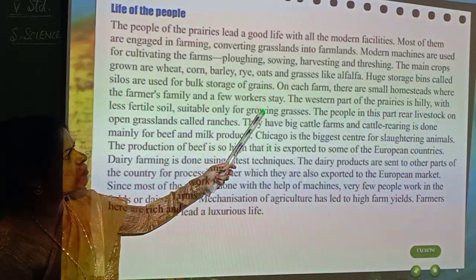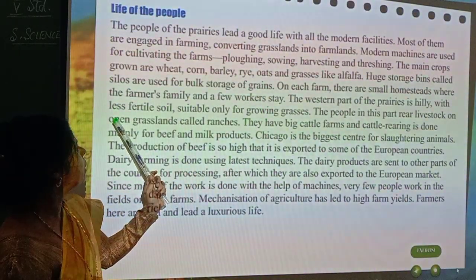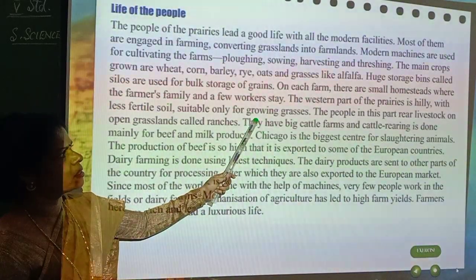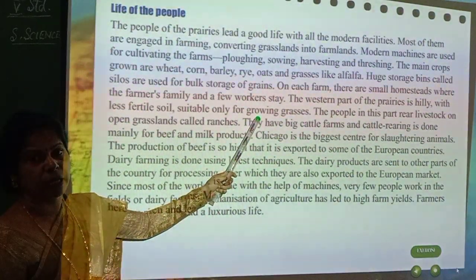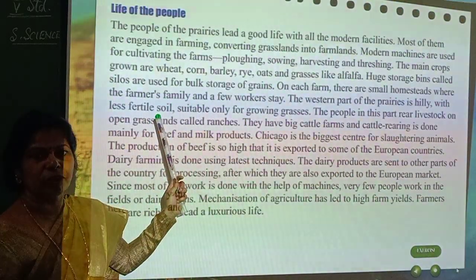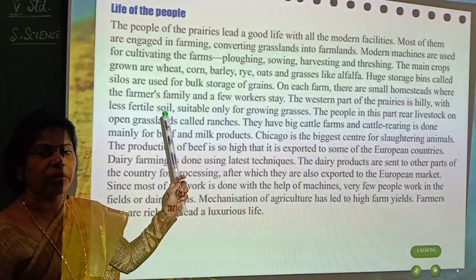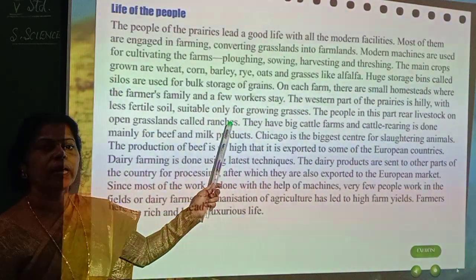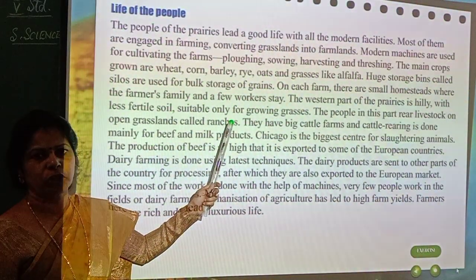The western part of the prairies is hilly with less fertile soil, suitable only for growing grasses. So the western part of the prairies is what? A hilly region with less fertile soil. The soil is not fertile, so you cannot grow crops there. It is suitable only for growing grasses, not food crops.